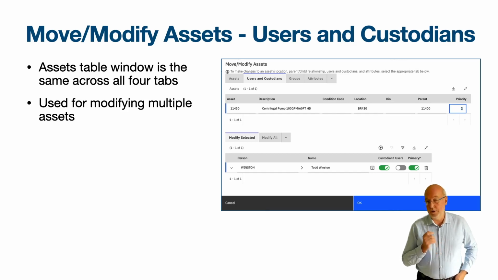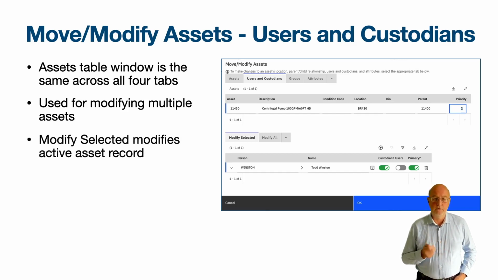We will see that on each tab there are two subtabs, Modify Selected and Modify All. Modify Selected is modifying the current asset record in that Assets Table window. In the screenshot, we only have one asset, 11430, and Winston is the custodian of this asset. Perhaps Winston is the reliability engineer for this pump. If there were multiple assets, you would then select the next asset to modify it.